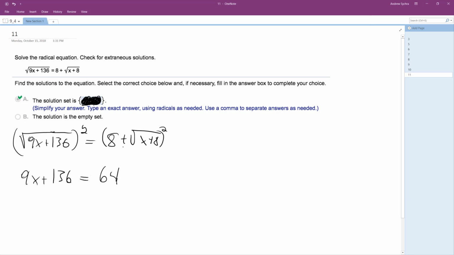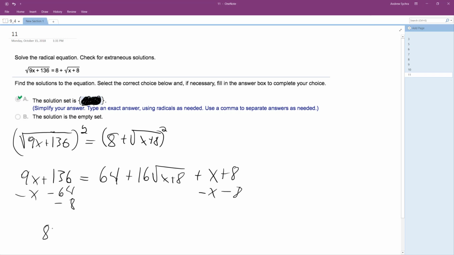64. I'm FOILing this out in my head, but I know this is going to be this. And then x plus 8 plus, and then the square root of x plus 8 times the square root of x plus 8 is x plus 8. All right, so we'll move everything. We'll move all x components to the left, and then we'll leave the radical by itself on the right. So subtract x, subtract 8, so minus 64 minus 8, and then minus x.